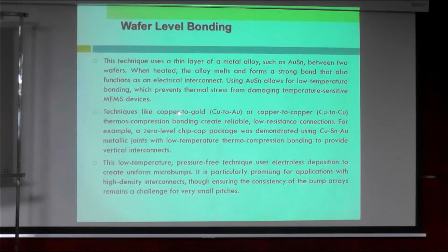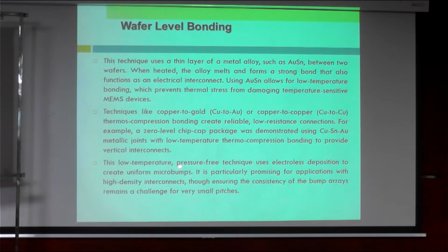And techniques like copper to gold or copper to copper thermocompression bonding create reliable, low resistance connections. For example, a zero level chip cap package was demonstrated using copper tin gold metallic joints with low temperature thermal compression bonding to provide vertical interconnects as well.